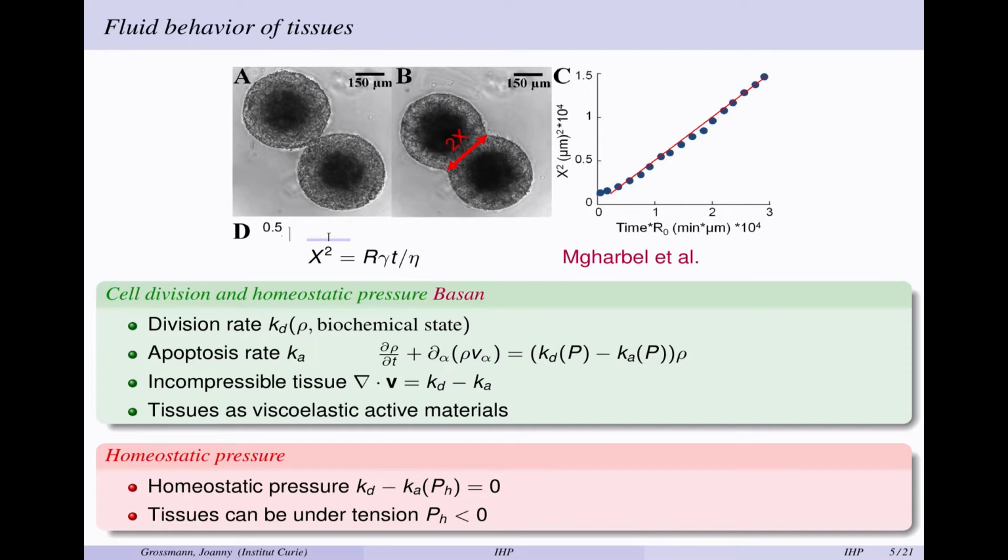The only thing is that tissues are extremely viscous. The viscosity is like 10 to the 8 times the viscosity of water. So they flow, but they flow very slowly.